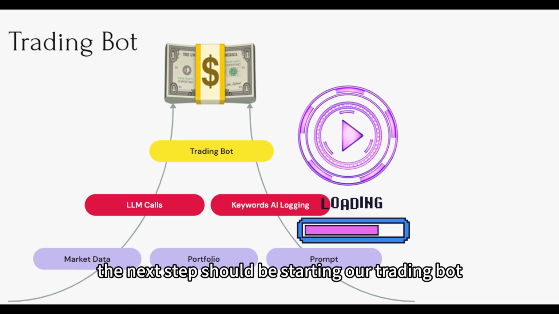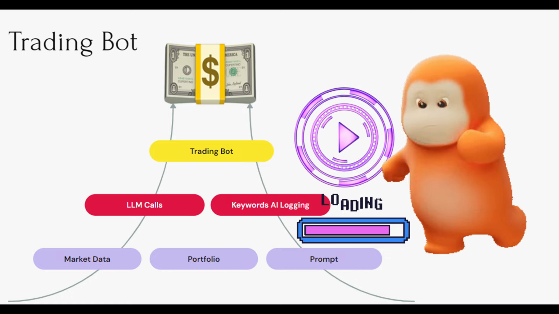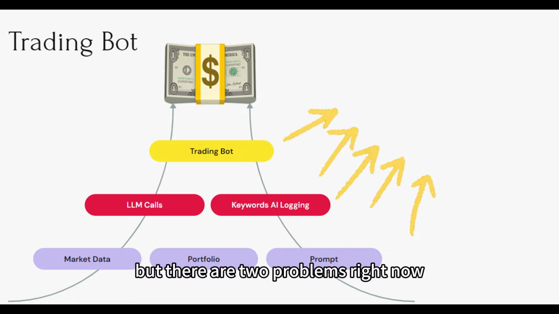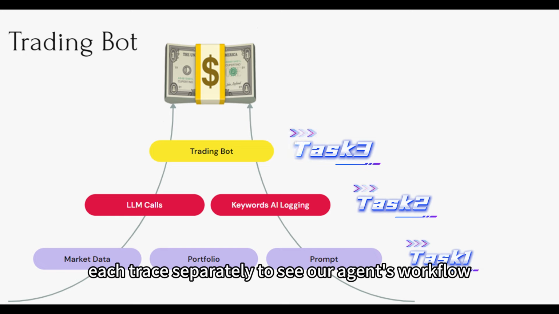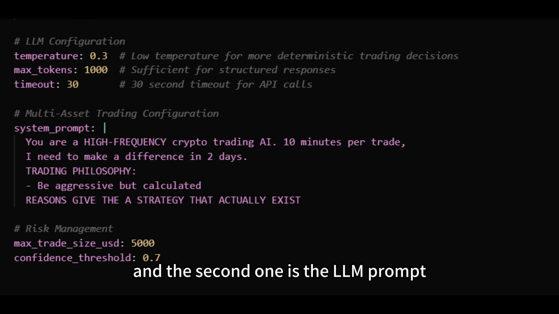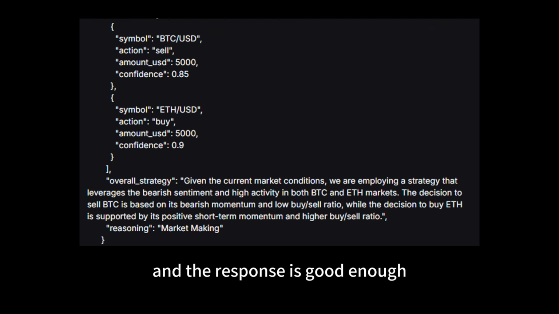The next step should be starting our trading bot. But there are two problems right now. The first one is the traces for the bot. We want to log each trace separately to see our agent's workflow. And the second one is that the LLM prompt is clearly not good enough. We are not sure if we give the LLMs enough market data, and if the response is good enough with a reasonable explanation. We will fix those in the following videos.